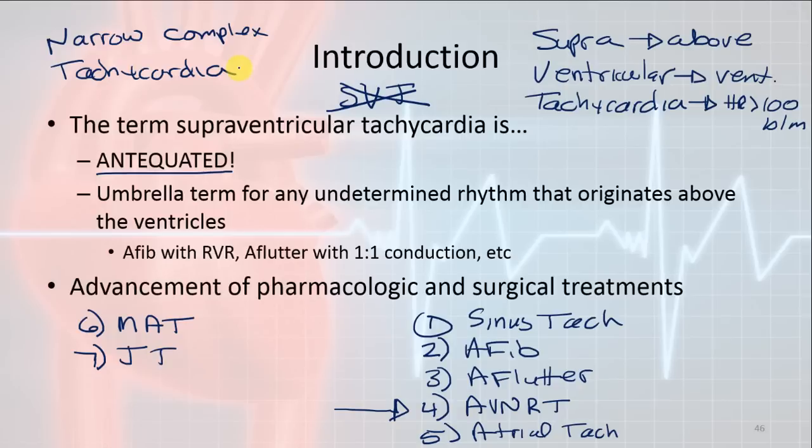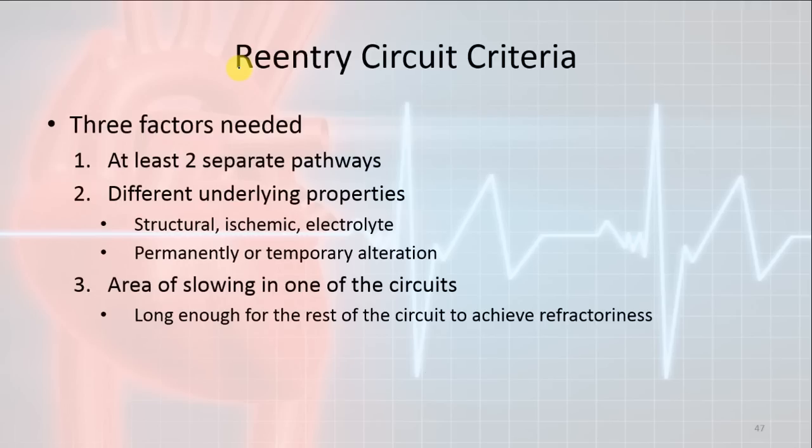AV node reentry tachycardia. Let's talk about the origins. AV node reentry tachycardia is a reentry tachycardia. It is a reentry problem. Where does a reentry problem come from? We've talked briefly about it before. We're going to talk about it a lot right now. There are 3 factors or 3 criteria that are needed for you to have a reentry problem.